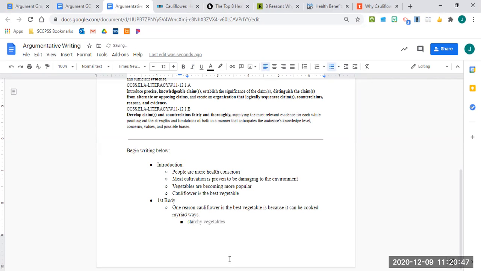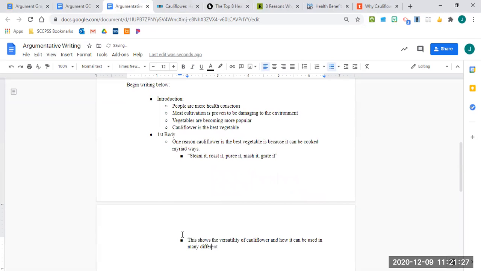So you can steam, and this is the quote: steam it, roast it, puree it, mash it, braid it. So here is our quotation to support it. We do not leave our quotations alone, so we need to explain them. This shows the versatility of cauliflower and how it can be used in many dishes.